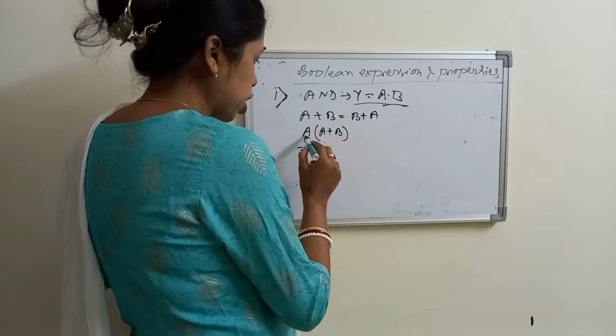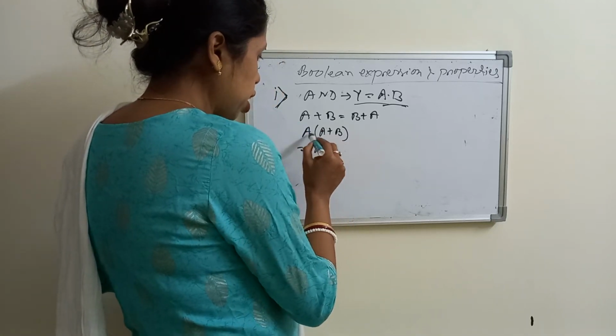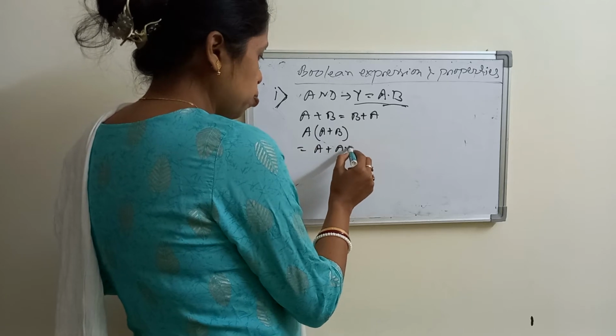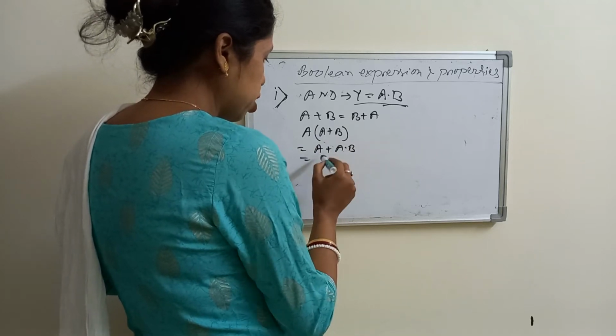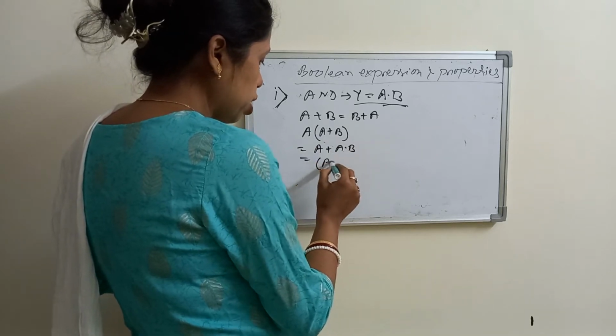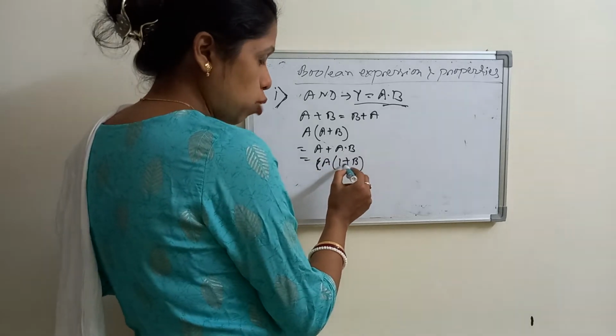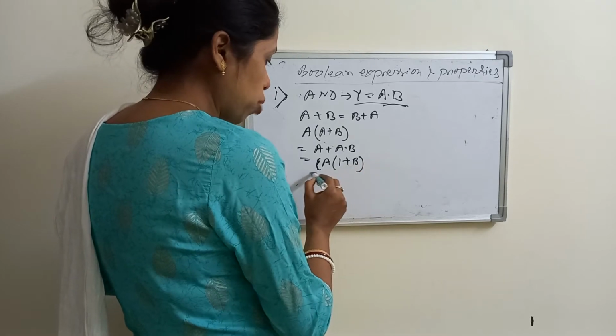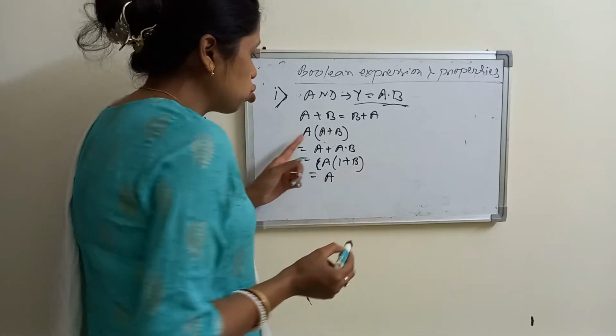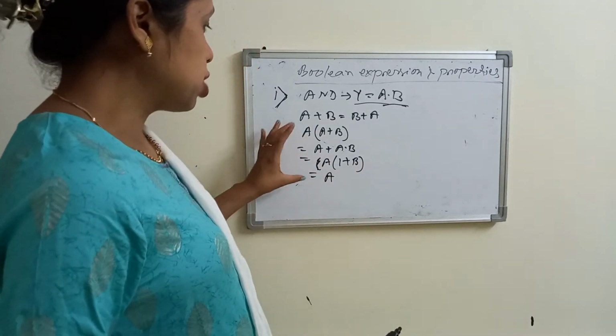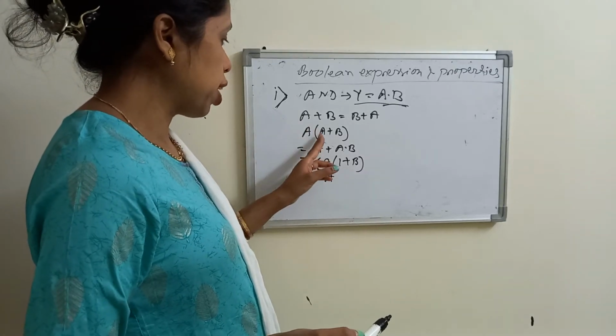So A dot A means A. A dot B. So I can again take A in common. This is 1 plus B. So one property is that 1 plus B is also equal to 1. So here it is 1, and this term is reduced to A. This is one kind of property: A within bracket A plus B.